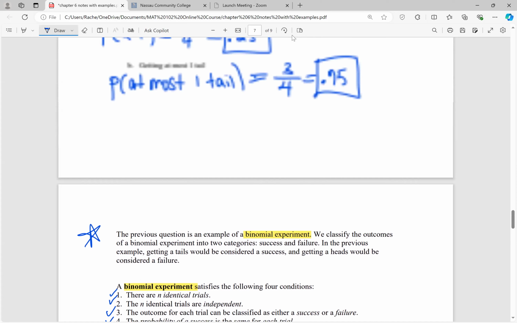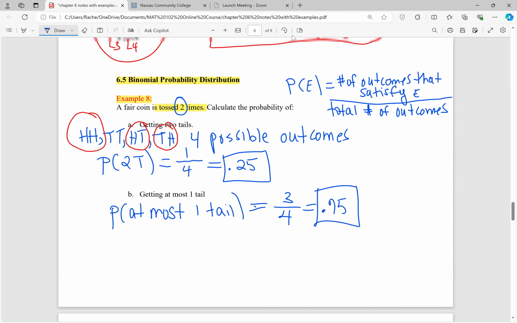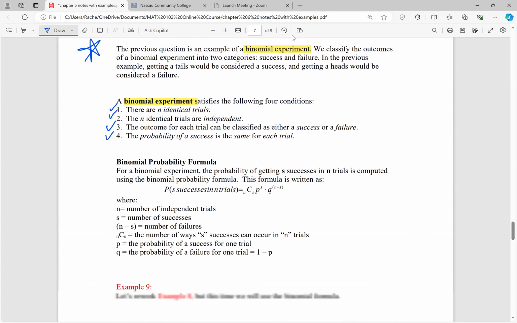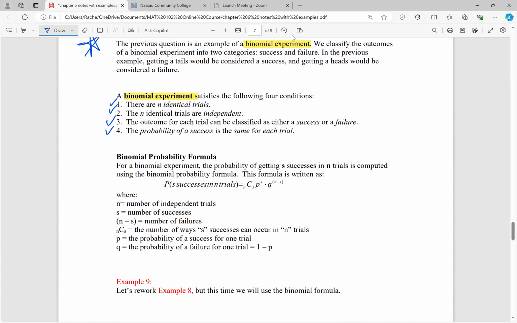So if we go back to this example, we were considering a success getting a tail, right? Now, there were 2 trials here, or 2 tosses of a coin. Every time we toss the coin, you have the same probability of getting a tail. It's always 1/2, right? When you flip a coin, you have a probability of 1/2 that you're going to get a tail. And that doesn't change. From trial to trial, it stays the same. So that's why this example that we just did is an example of a binomial experiment. It satisfies the 4 conditions.